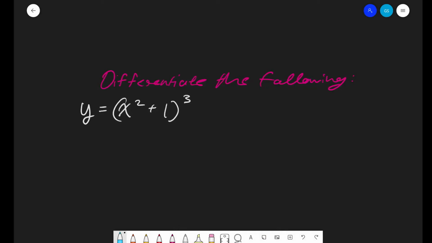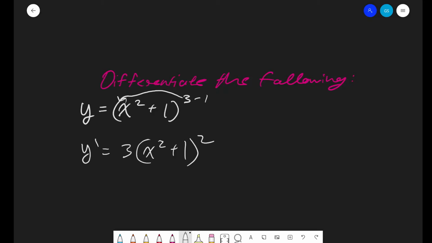Let's say I asked you to differentiate the following function: y equals (x squared plus 1) in brackets to the third power. How would you differentiate this? You might think, okay, power rule, I can just swing over the exponent, 3(x squared plus 1), and obviously it's 3 minus 1 up here, so this just becomes 2. And we're done, right? Is this correct?